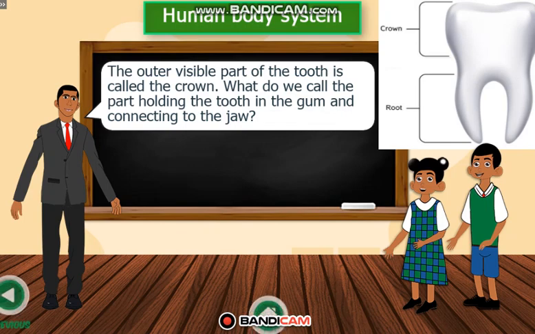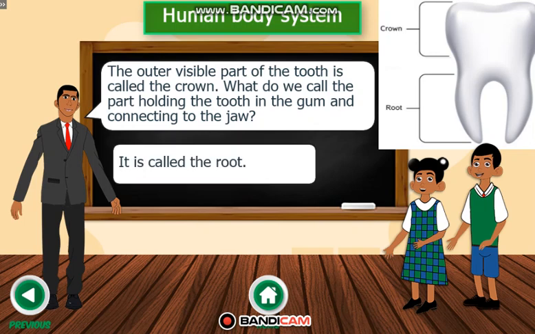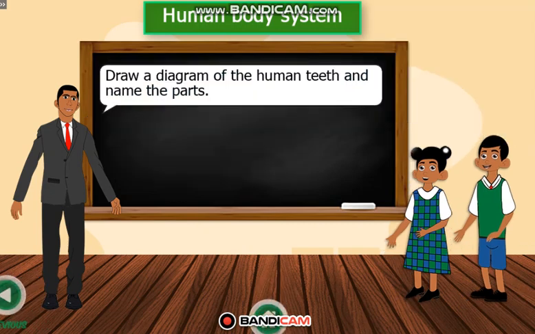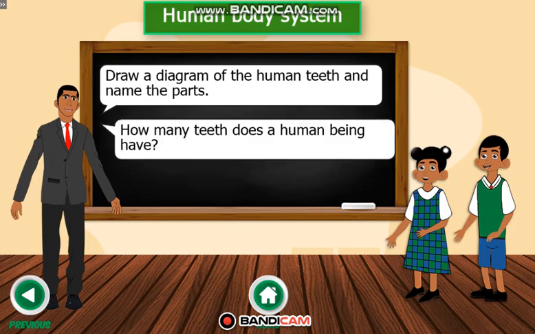The outer visible part of the tooth is called the crown. What do we call the part holding the tooth in the gum and connecting to the jaw? It is called the root. Draw a diagram of the human teeth and name the parts. How many teeth does a human being have?